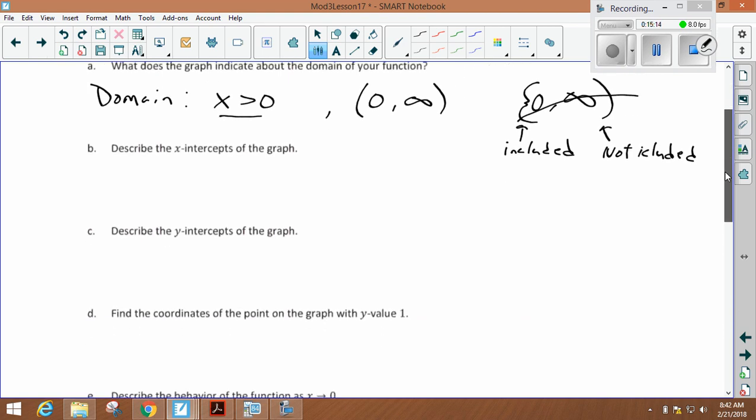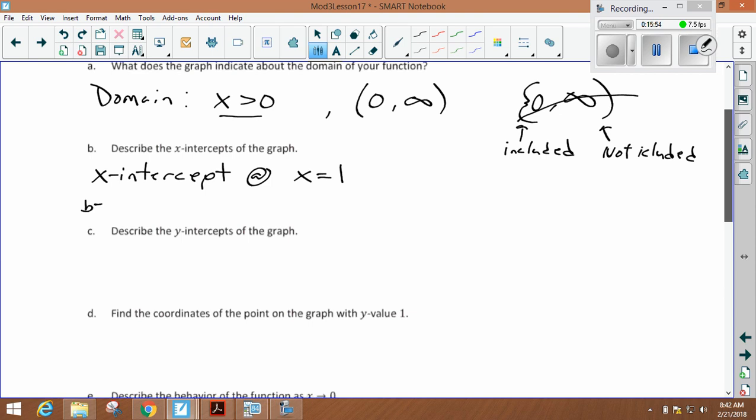What about the x-intercepts of this graph? Every single logarithm has x-intercepts at x equals 1, right? Because no matter the base, log of 1 is always 0. Because you say, right, whatever that base is to the 0 power is 1. Yeah?